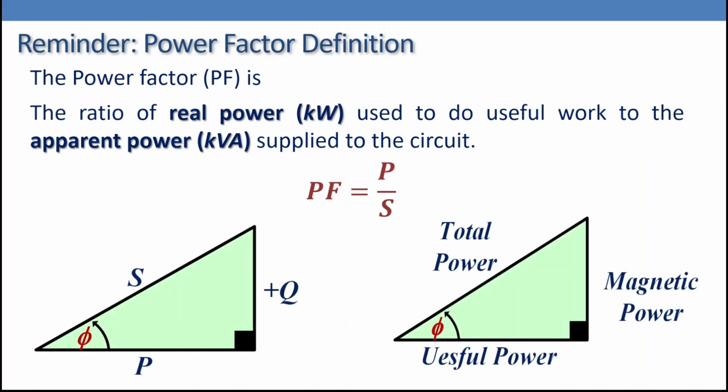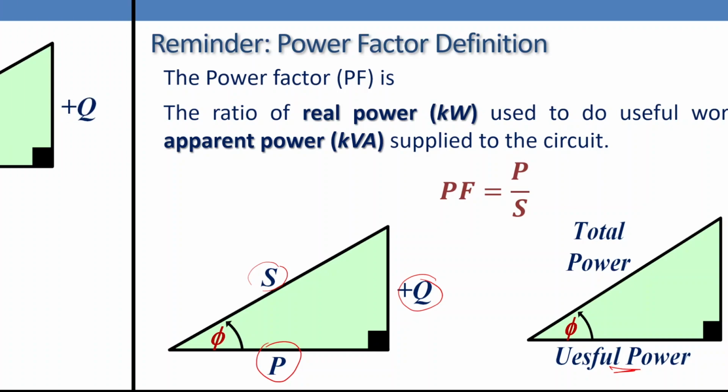So if you look here at this triangle, we have a useful power. That one is useful power, we call it P. And that one is a magnetic power, so that one is Q. And that one is the total power or apparent power S. So P over S represents the power factor, which is cosine the angle phi.